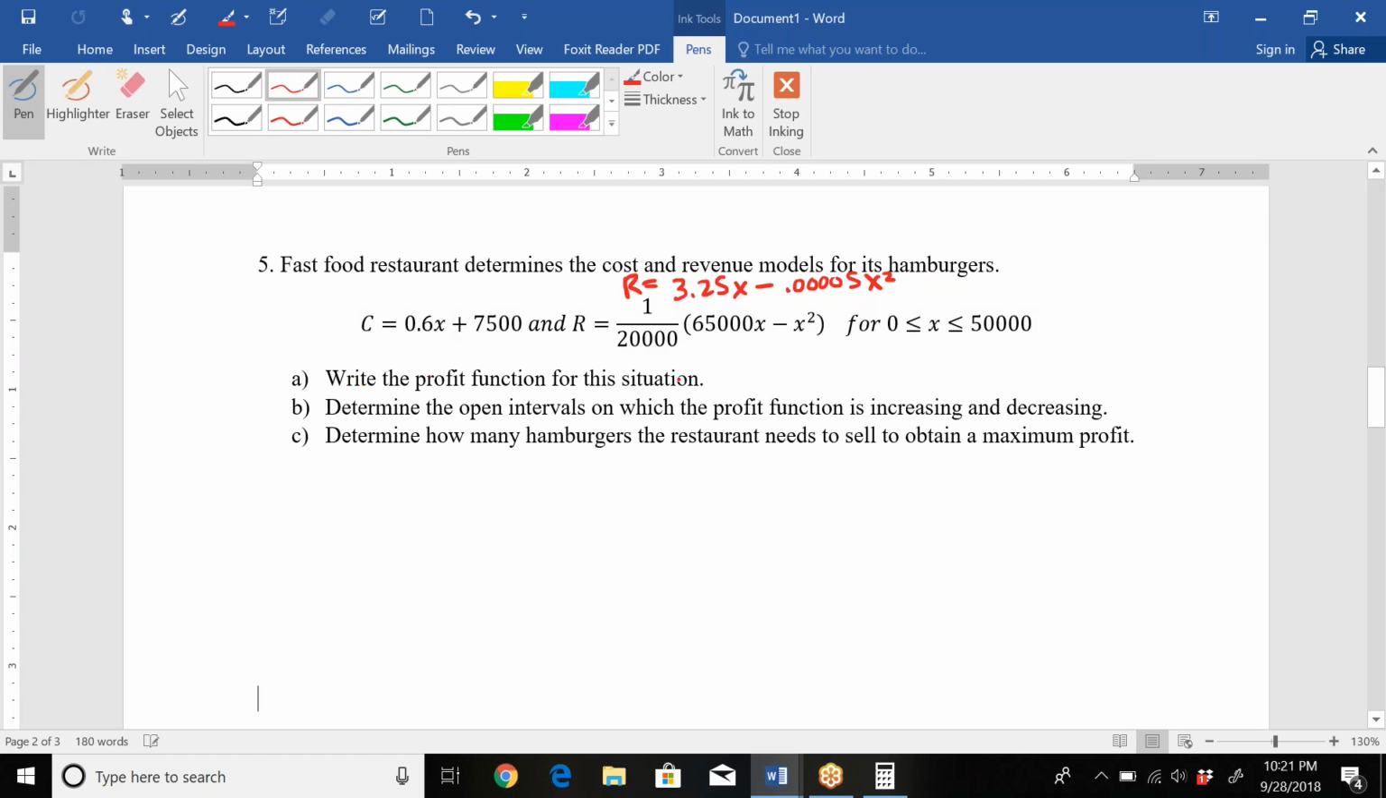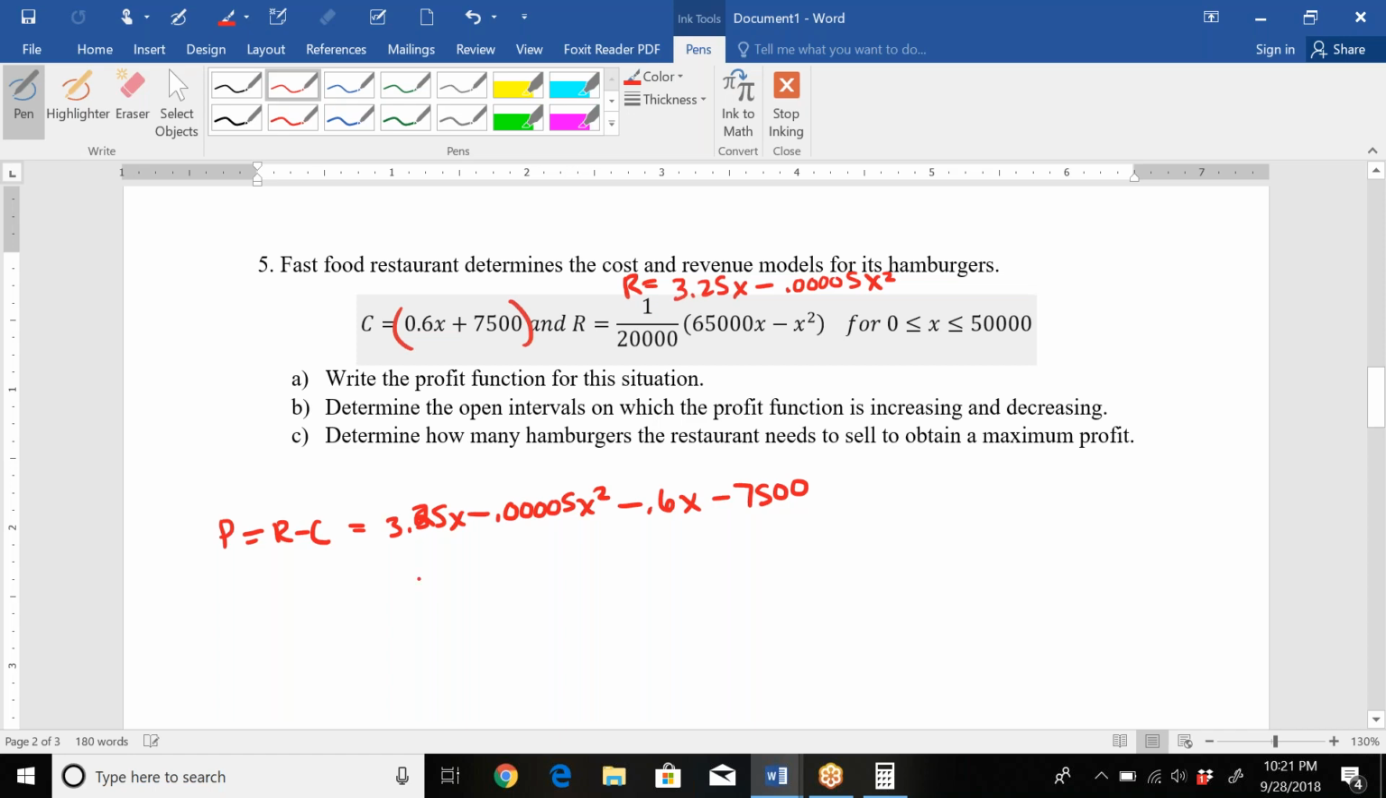So it says write the profit function for this situation. So profit is always revenue minus cost. So that would be 3.25x minus 0.00005x squared. And then we have to subtract the cost function, which means we make both of those negative. So 0.6x and negative 75,000.